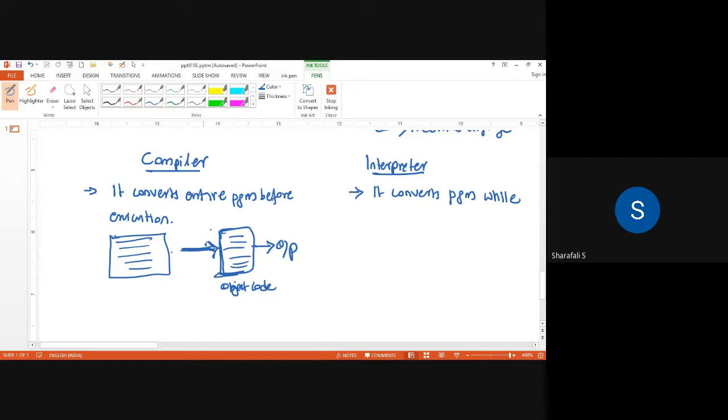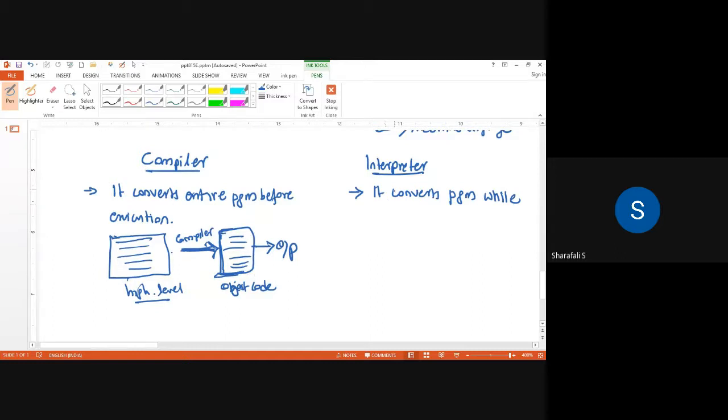So this program is written in the high level language, and that will be converted by using this compiler. Here we are having this compiler, and that will be converted into object code, which means it will be converted to machine language, and then we'll get output.